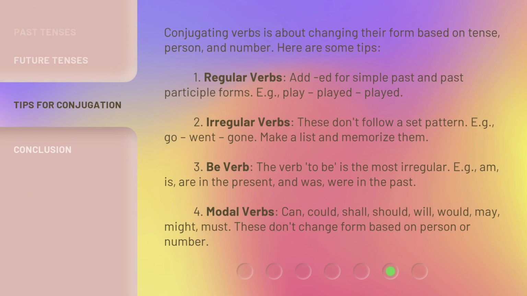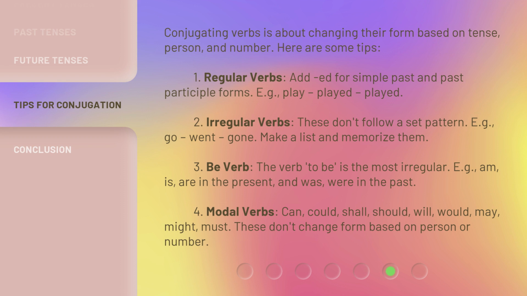Conjugating verbs is about changing their form based on tense, person, and number. Here are some tips. 1. Regular verbs. Add ed for simple past and past participle forms. E.g., play, played, played.